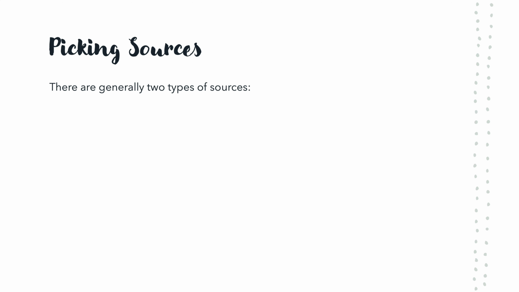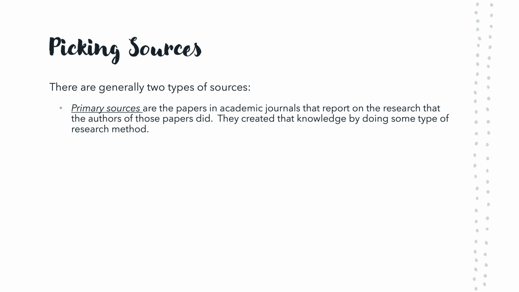So the next thing, once you have your topic, you have to think about what sources you want to use. And there are generally two kinds of sources that you need to be thinking about with your literature reviews. First of all, there are primary sources. And primary sources are the sources that you want to spend most of your time with. These are sources that you will find in academic journals, and they report on the research that the authors of those papers did. They created that knowledge by doing some kind of research method.